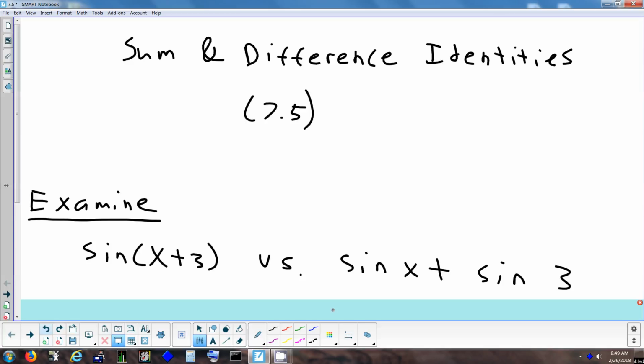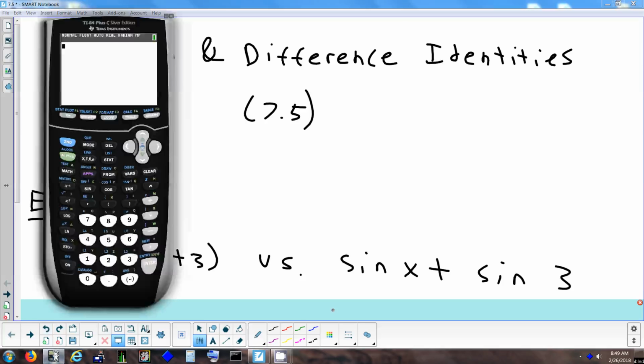Any thoughts? Caleb? Yeah, because it's like you're distributing sine. All right, so it's like you're distributing sine. So I can definitely see where you would think that. Let's graph it just to see what it looks like and see if it looks the same. So we've got sine of (x + 3) and sine of x plus sine of 3.